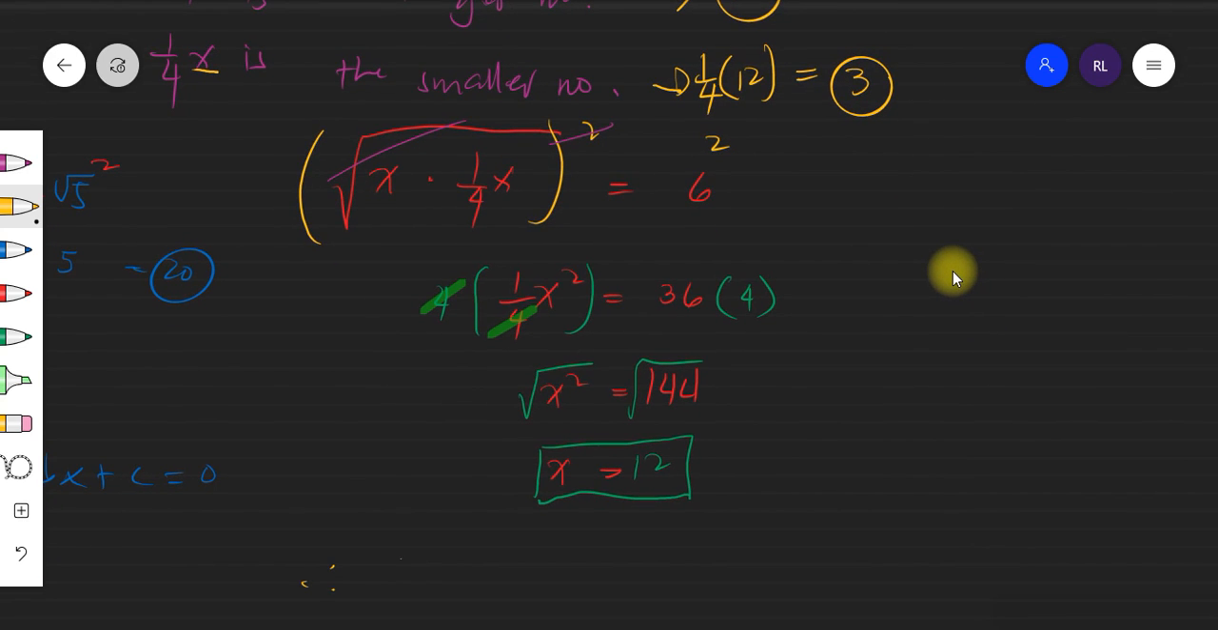Therefore, the numbers are 12 and 3. That's all for the geometric mean problem.